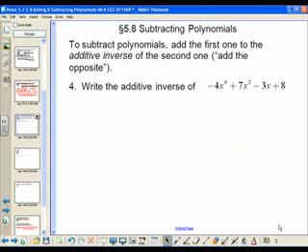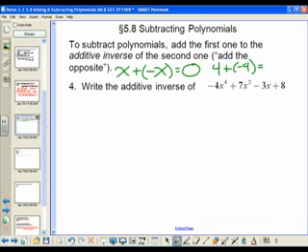To subtract polynomials, we basically are going to add the first one to the additive inverse of the second. So we have to find the additive inverse of the second. We might recall from the very beginning of the year, additive inverse. Basically, x plus negative x equals 0. That's the additive inverse. 4 plus negative 4 is 0. That's what they mean by the additive inverse.